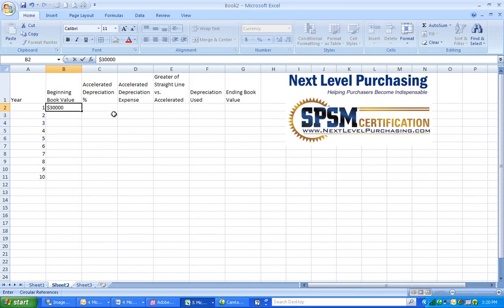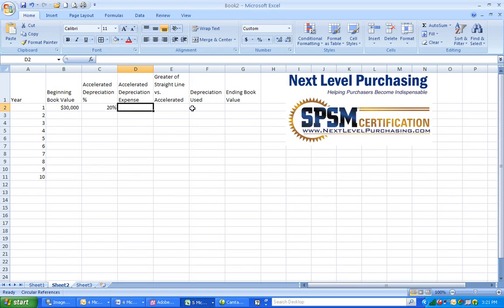The next thing you have to do is figure out the accelerated depreciation percentage. If we were to do straight line depreciation, a percentage that you would use is simply 1 divided by the number of years of the useful life. In double declining balance depreciation, you need to multiply that by 2. And by doing that, you see that our accelerated depreciation percentage is 20%.